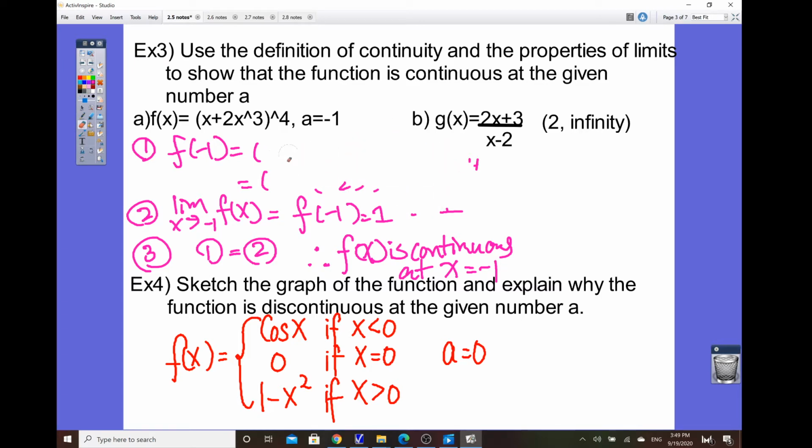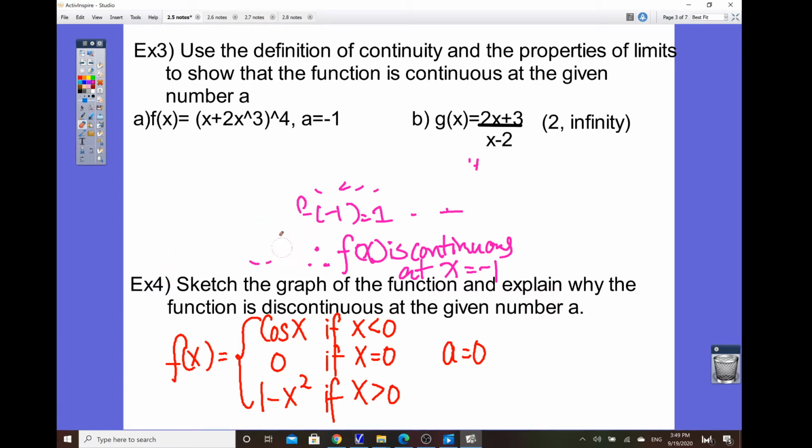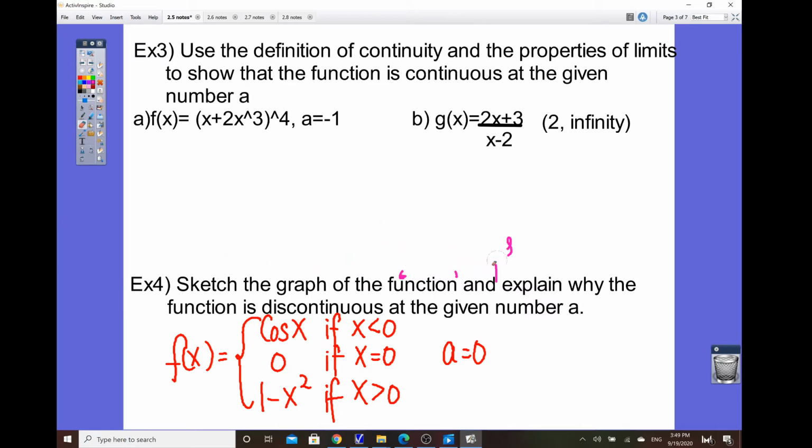we need to find out the domain first. The domain of g of x. Because we need to verify the whole function with the interval, not just at one point, okay? Unlike the first one, where we just needed to verify the continuity at one point. But this one we need to verify the entire interval. So one thing we need to find out is the domain.